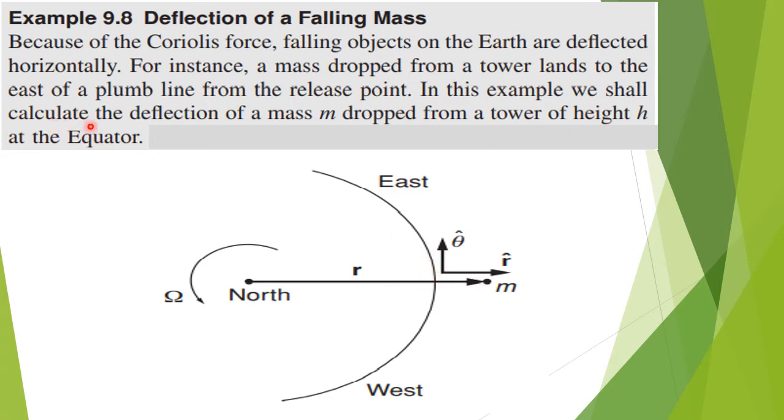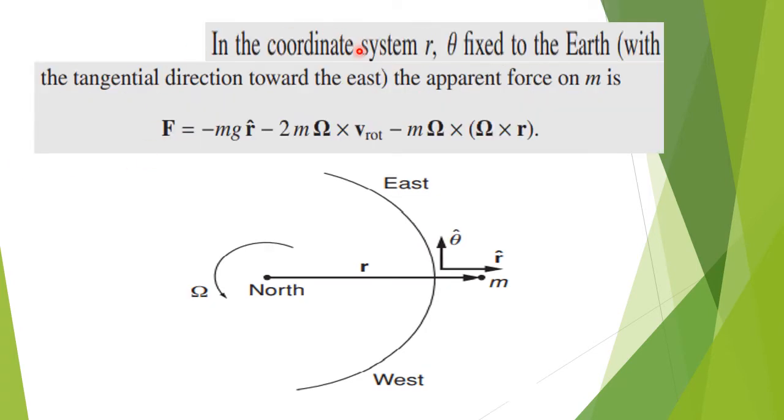In this example, we will be calculating the deflection of the mass m dropped from a tower of height h at the equator. Here our coordinate system is a rotating coordinate system, and we have the components r and theta fixed to Earth. Now we know that in the rotating coordinate system, the apparent force on m is given by F equal to minus mg r, which is a real force, plus two terms. These are the fictitious forces, the centrifugal force as well as the Coriolis force.